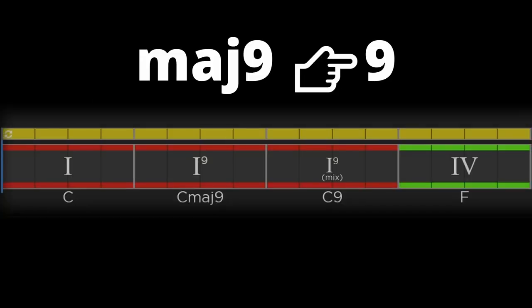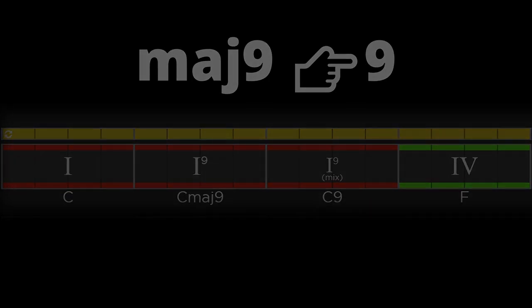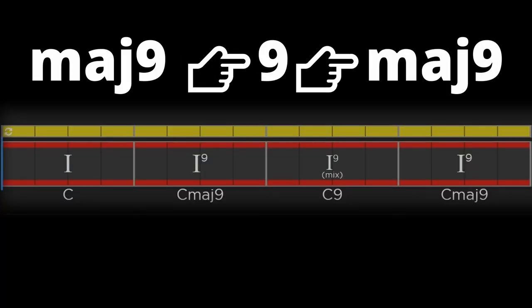we can also use the major 9th with the dominant 9th. Here we alternate chord types on the 1 chord. This creates a sense of movement before moving to the 4 chord. You can also return to the major 9th rather than the 4 chord.